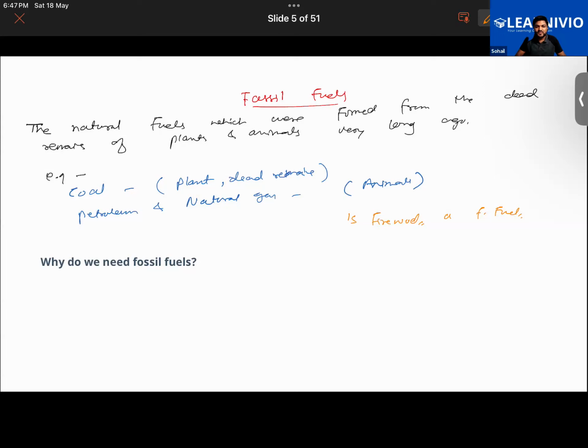What have we learned about fossil fuels? Yes, Sundus? We learned that fossil fuels are formed from the dead remains of plants and animals, and it took millions of years for their formation. We had the example of coal, petroleum, and natural gas. While for firewood, you can simply go to a forest, cut down the trees, and then you'd have some wood to burn. That is called firewood. So that's a simple difference between the two.